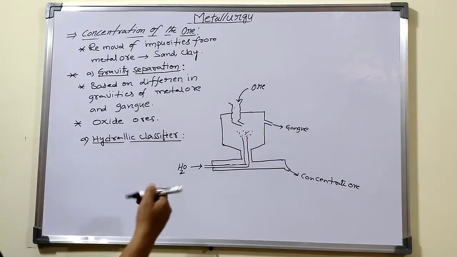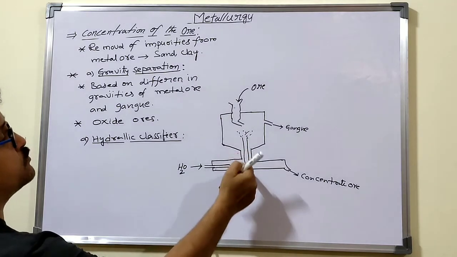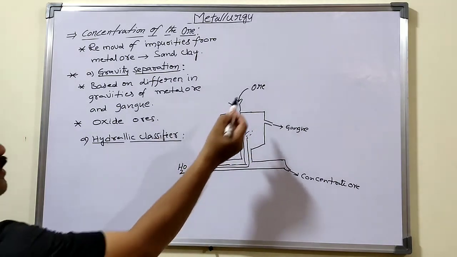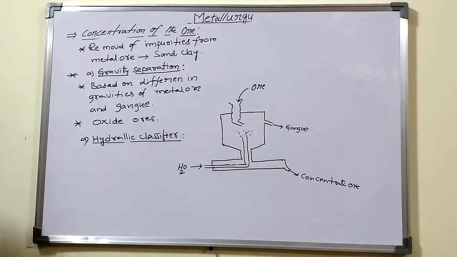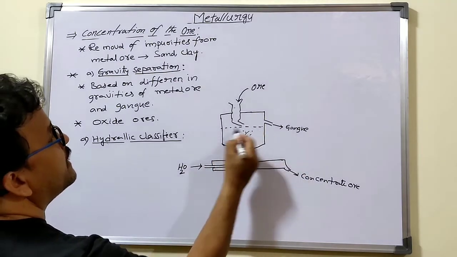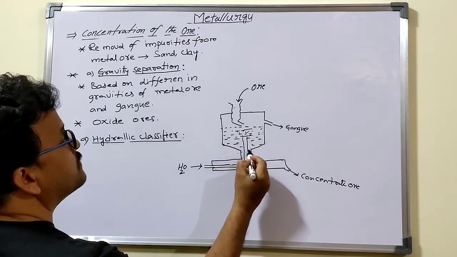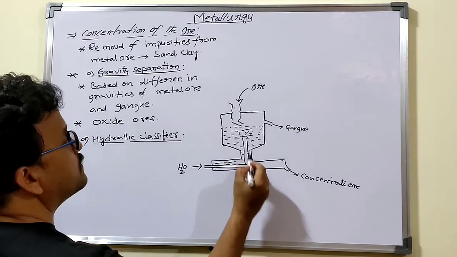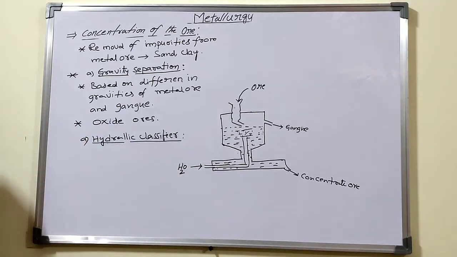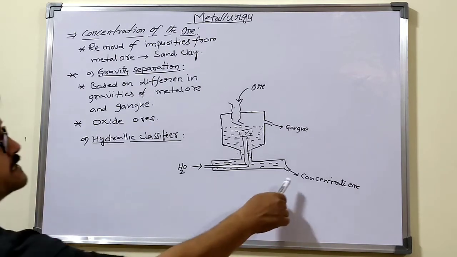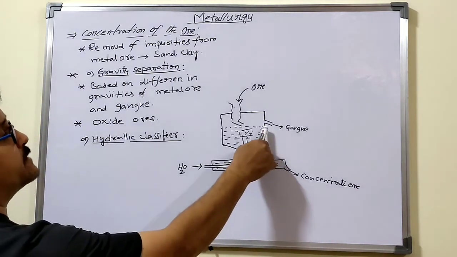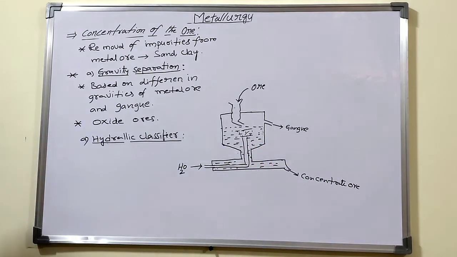Then a powerful stream of water is introduced into the reservoir, and at the same time powder form ore is introduced from the hopper. Then we get a suspension of ore. Heavier particles of metal ore are collected from the bottom and lighter gangue particles are collected from the top of the reservoir. This is the method we have in gravity separation.